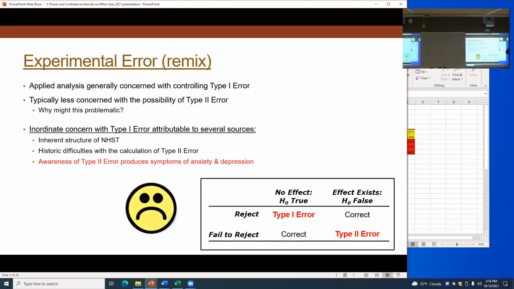Other thing, awareness of type 2 error is inconvenient, right? If I go through and I put together, say Teresa puts together a thesis, and she says, this is what I want to do, right? Type 2 error makes me sad because if I don't have enough people, if I don't have a good enough manipulation, if I don't have access to the populations that I need, the likelihood of my type 2 error goes up and up and up, and then it starts to become uncomfortable, right?